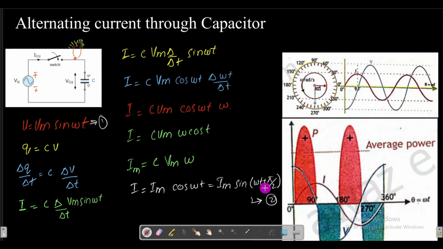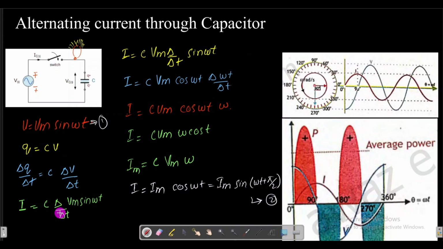But here this current is leading by pi by 2. This difference is actually 90 degrees, which is equal to pi by 2. So the only difference is that this current starts from here, and it is leading this voltage by pi by 2. This is the contextual meaning of equation 1 and equation 2.